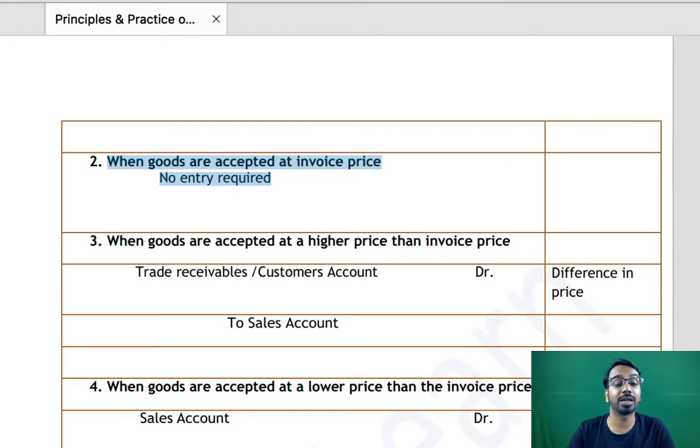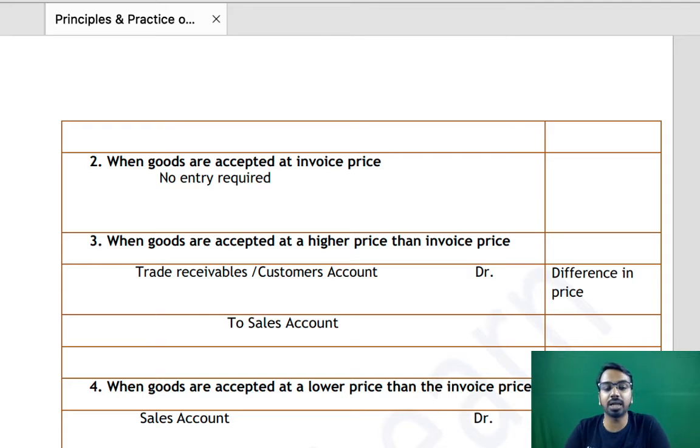No entry is required. Sometimes the customer may accept the goods at a lower price or at a higher price. If they accept the goods at a lower price, we have to reduce the sales. So we debit the sales account and we credit the receivables account. We are reducing the sales and we are reducing the customer balance because the goods have been accepted at a lower price. If accepted at a higher price, maybe because of price fluctuation, you will increase the debtors and you will increase the sales correspondingly. Now this is for the normal transactions.